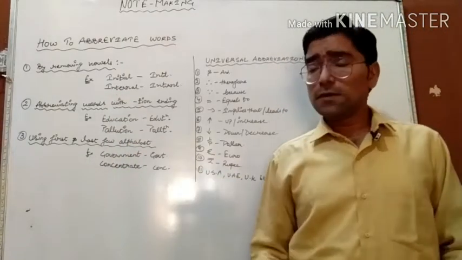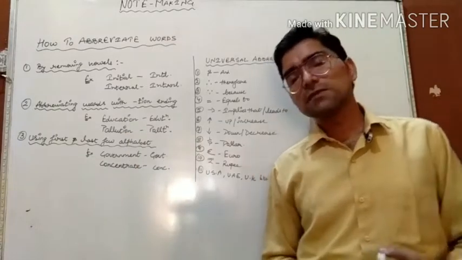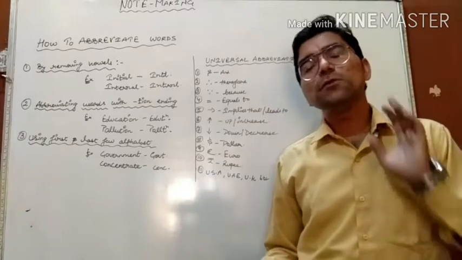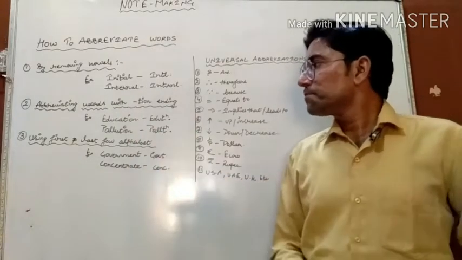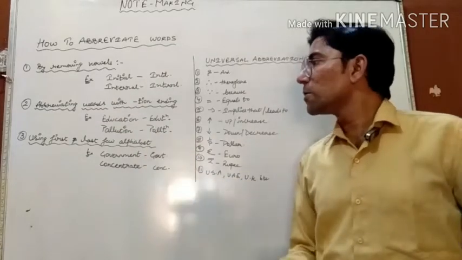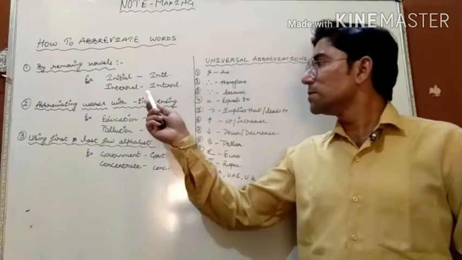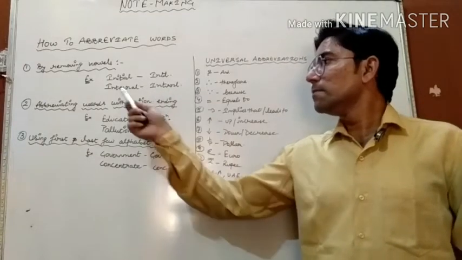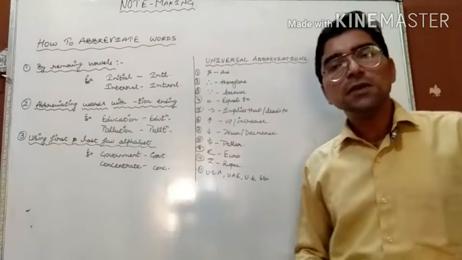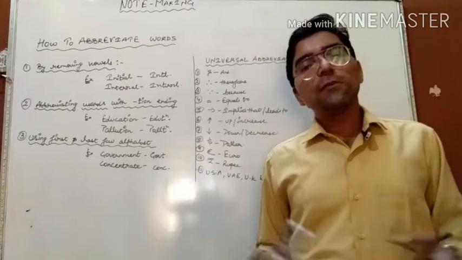The first alphabet is a vowel, and the word starts with a vowel. So do not eliminate the first alphabet, that is I. Including I, you have to exclude all other vowels. For example, I, N, T, R, N, L. So we have removed all the vowels. This is the first rule which you can implement for making abbreviations.